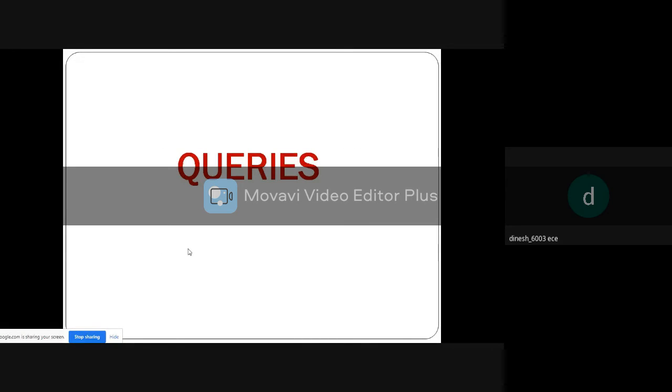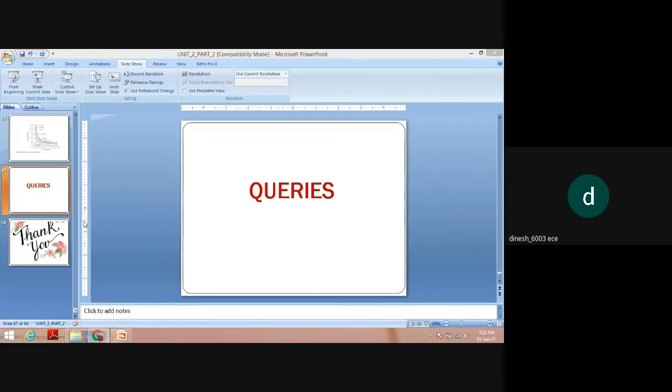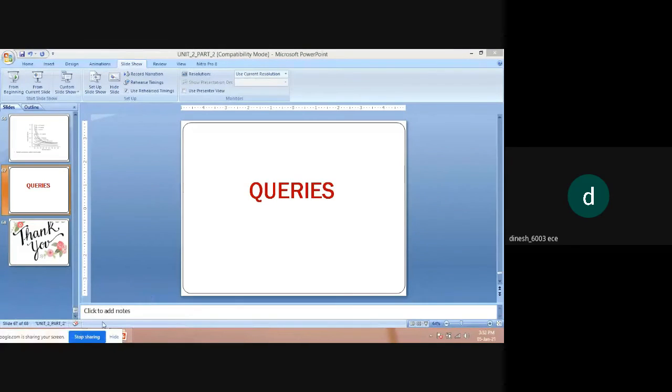So any queries you can type in chat box. If you have any queries in today's presentation or in the earlier presentation of Unit 2, you can type in chat box.